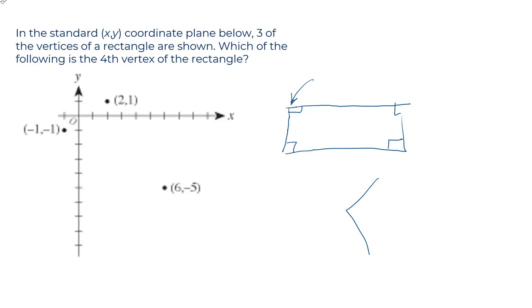And suppose you had a pentagon, 1, 2, 3, 4, 5 sides. This would be a vertex. This would be a vertex. And they give us 3 vertices of the rectangle. We have to find the fourth.